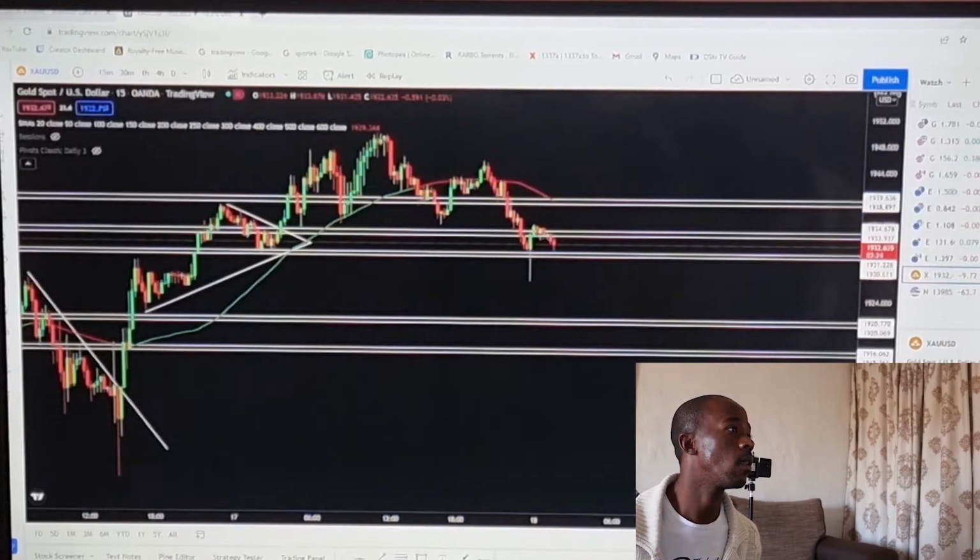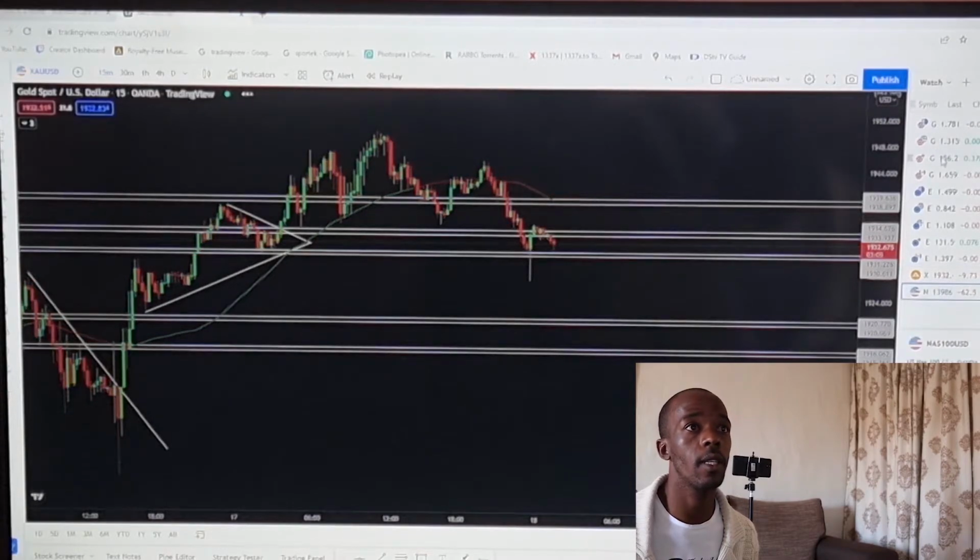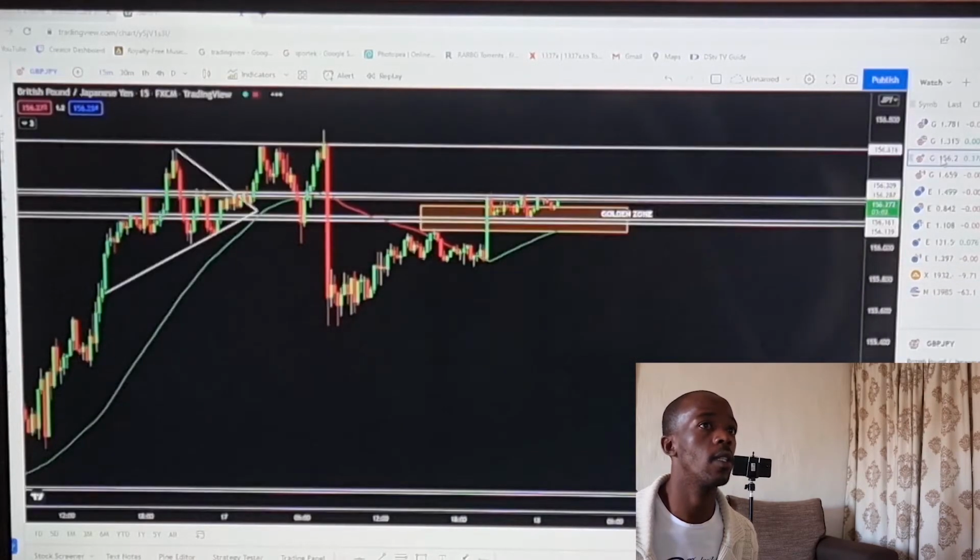So these are the trades that I caught yesterday, and it was Thursday, if I'm not mistaken. Also there was some news there, but I'm not quite sure. But today, guys, I will just trade JPY.